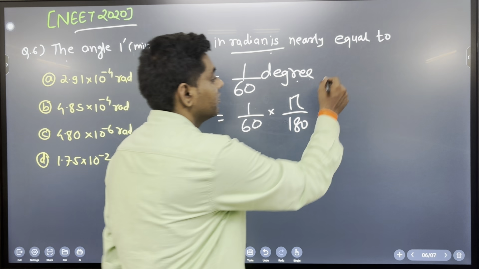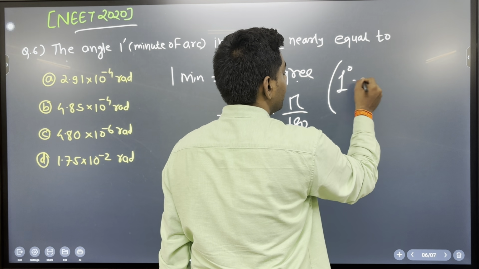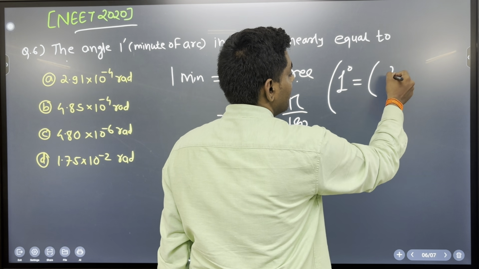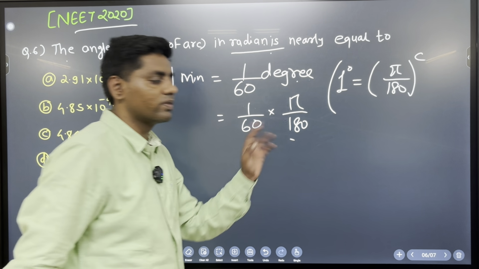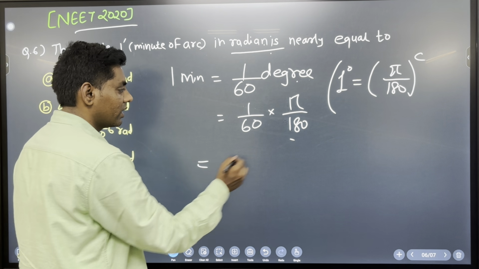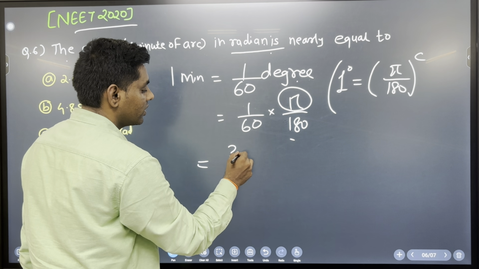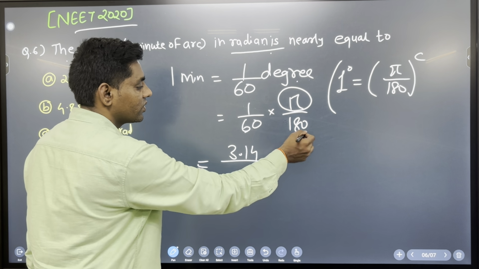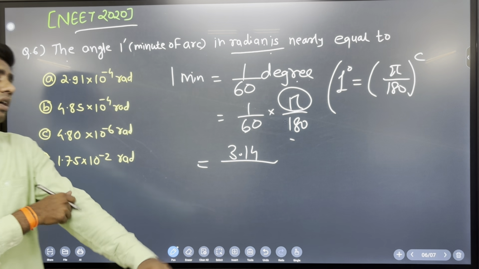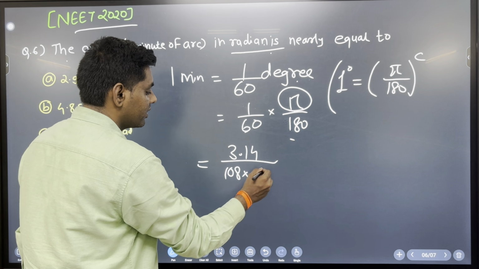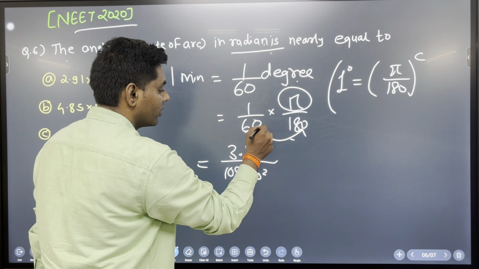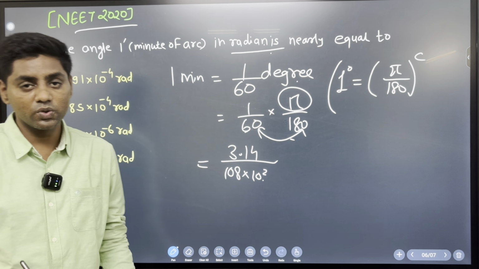So what is the formula of degree in terms of radian? 1 degree equals pi divided by 180 radian. In such a way we convert. So we have to calculate: what is the value of pi? That is 3.14, everyone knows. Number 60 multiplied by 180. So what number will it be? 108 multiplied by 10 raised to 2, because both zeros become 10 raised to 2, and we have to take it upward.